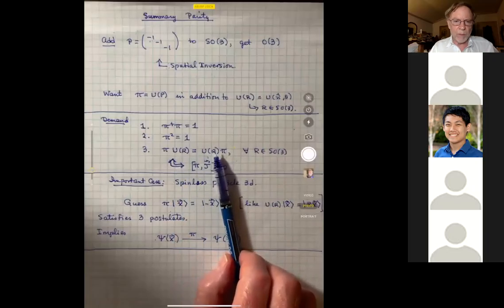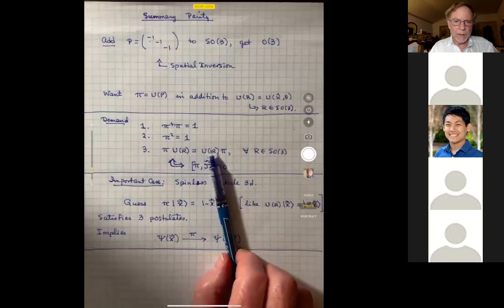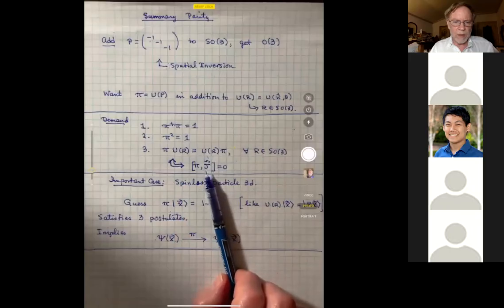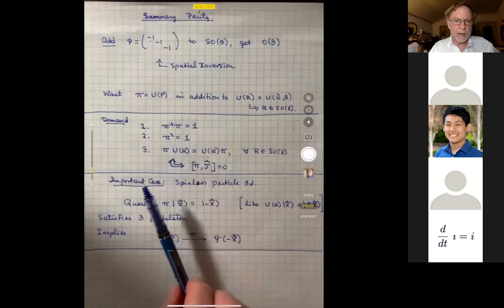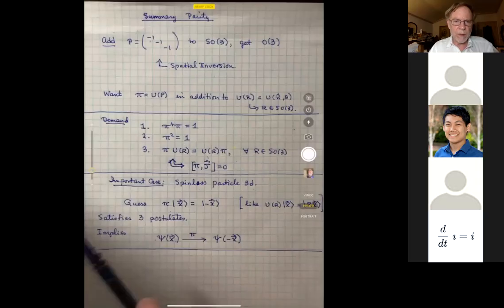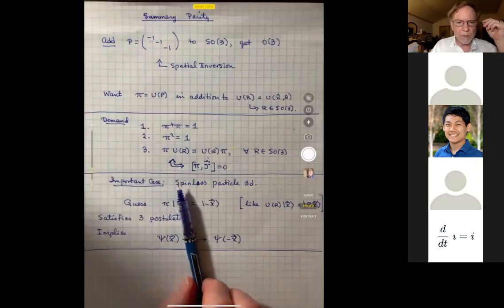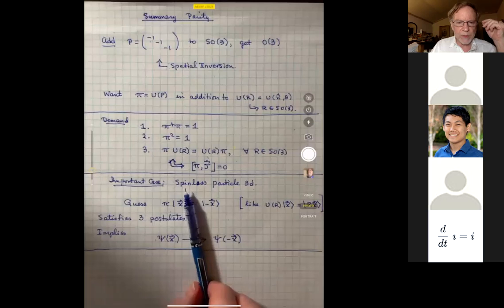In any case, this is a requirement that we impose on the parity operator in quantum mechanics. Now, if it commutes with all proper rotations U of R, it commutes in particular with infinitesimal rotations, and therefore it has to commute with the angular momentum of the system, whatever that is. So these are postulates that apply for any quantum system whatsoever. The actual parity operator that we get depends on the nature of the quantum system, but these are requirements that are necessary across the board. An important special case is that of a spinless particle moving in 3 dimensions. We'll start with that as the first case.